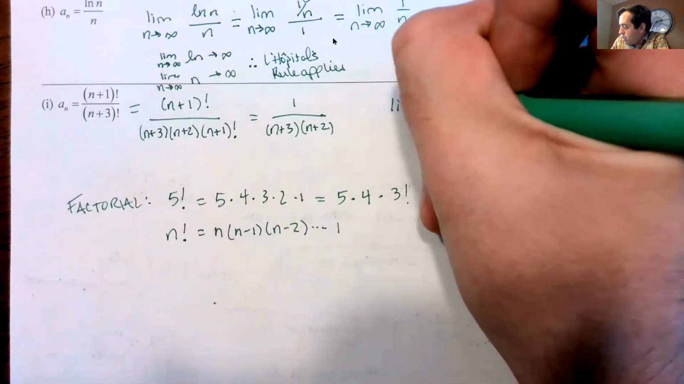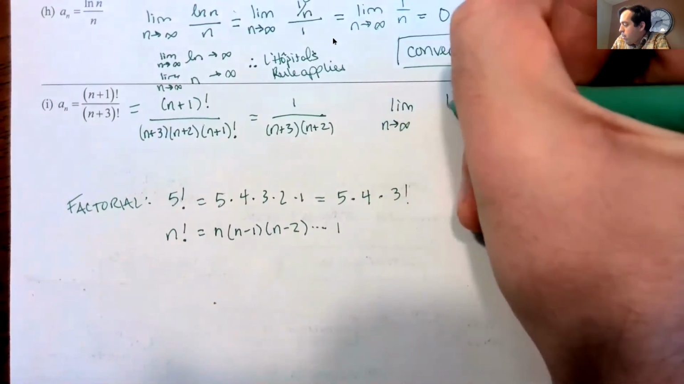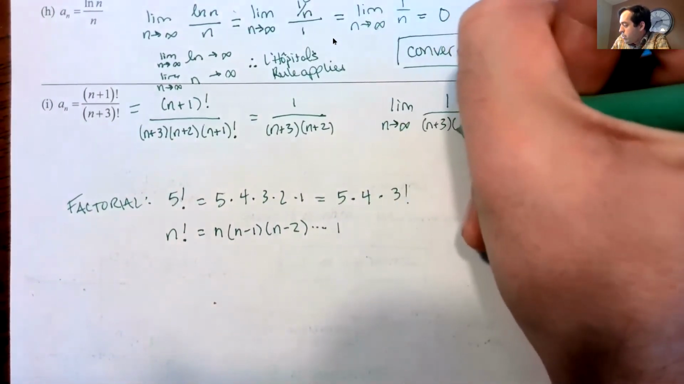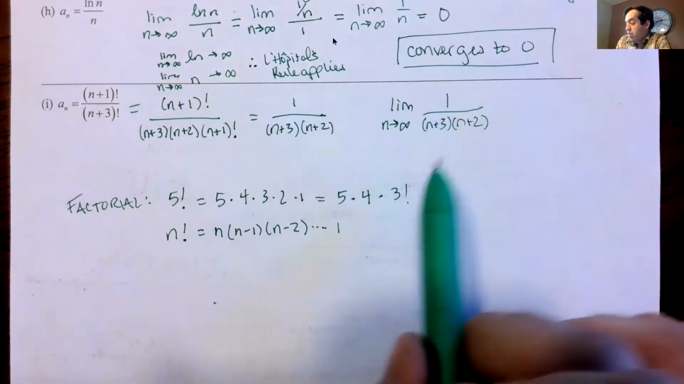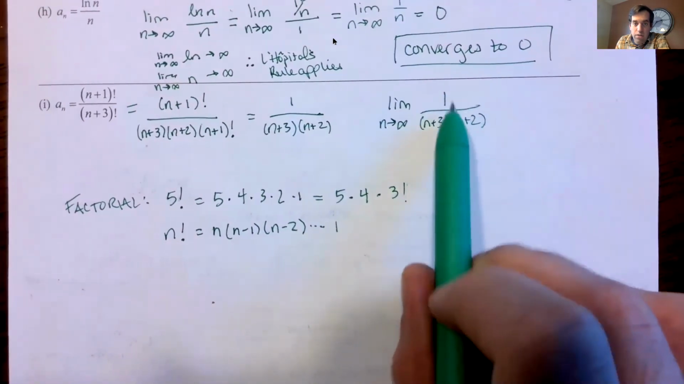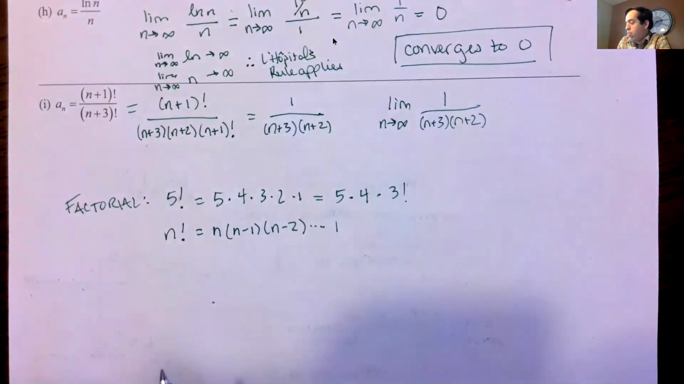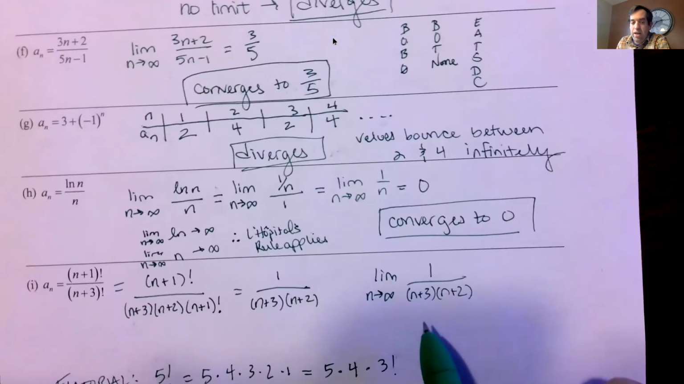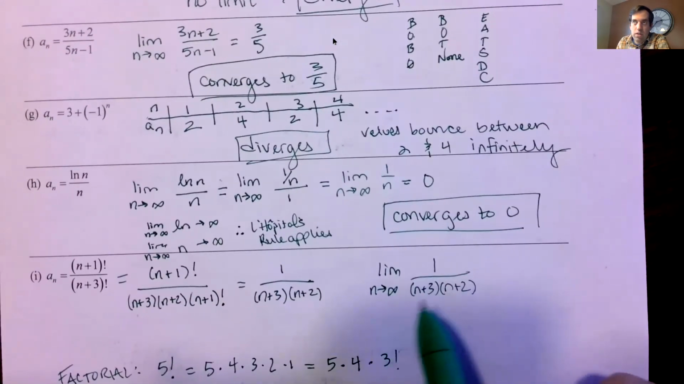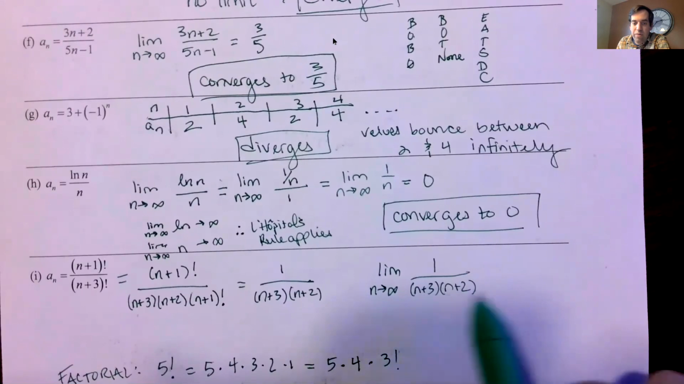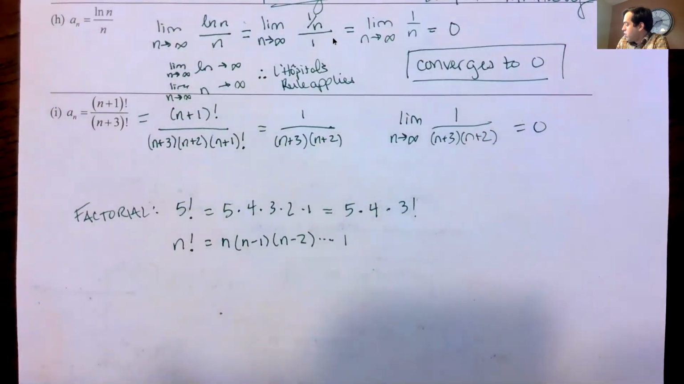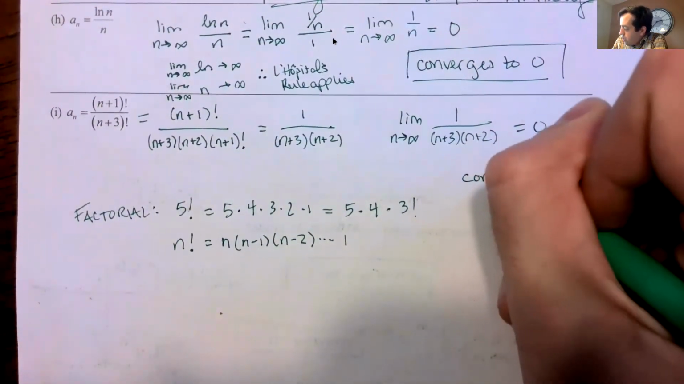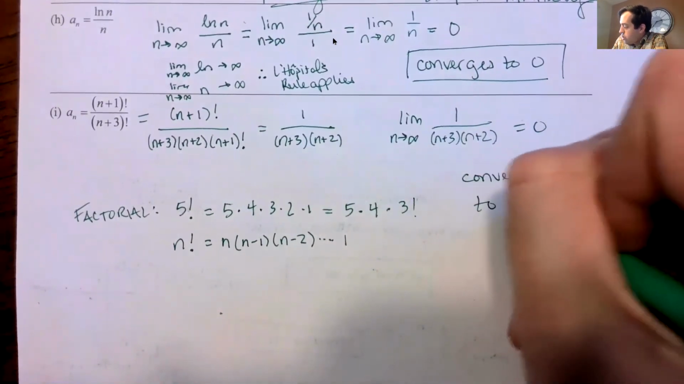If we set this up as the limit as n approaches infinity of 1 over n plus 3 times n plus 2, there are a couple of ways we could think about this. We can just think, okay, the denominator is growing without bound, the numerator staying 1. We can also think about Bobo-Botten: we have an n squared, so it's a degree of 2 on the bottom if we multiply this together. We're bigger on the bottom, so our horizontal asymptote is 0. Either way you do it, you get 0. So this converges to 0.